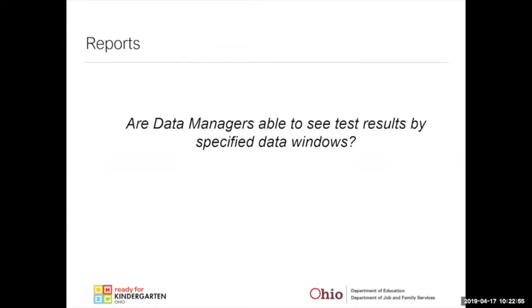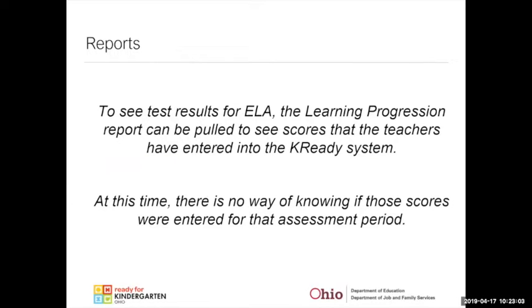Are data managers able to see test results by a specified data window? To see the test results for the early learning assessment, the learning progression report can be pulled to see the scores that the teachers have entered into the KReady system. At this time, there is no way of knowing if those scores were entered for that assessment. So at this time, we are currently working with the vendor to modify and correct this for the data managers moving forward. You will have updates, I would say, in a couple months with more information on this.